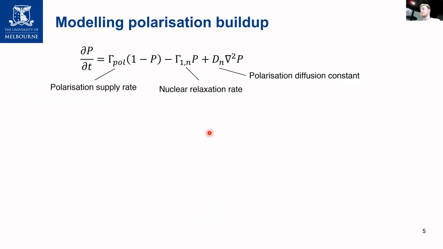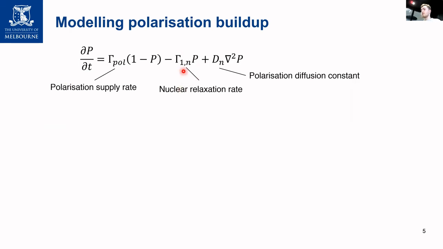So that takes me to our modeling work now, where basically what we've looked at is steady state solutions to this simple equation, where we have a polarization supply rate, which we choose based on realistic near-term estimates for various NV parameters.